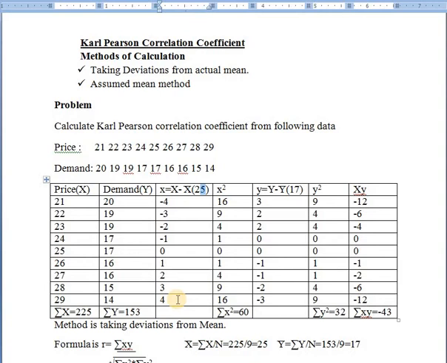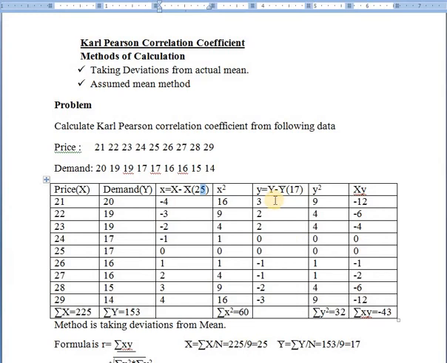The square is x square, small x square: minus 4 square is 16, minus 3 square is 9, minus 2 square is 4, minus 1 square is 1, 0, 1, 2 square again 4, 3 square 9 and 4 square 16. So total of small x square is equal to 60.